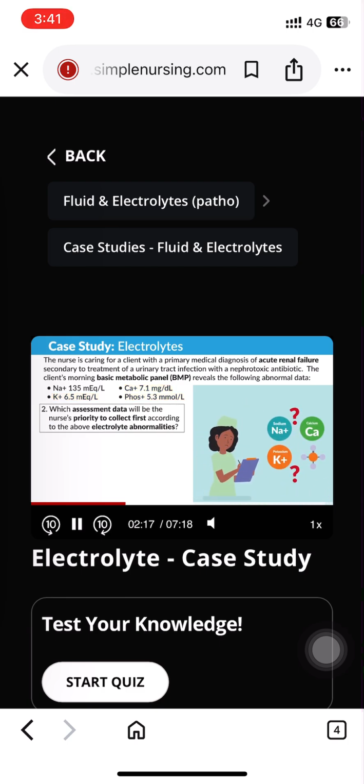Now moving on to question 2. Which assessment data will be the nurse's priority to collect first according to the above electrolyte abnormalities? So once again, pause the screen and try your best to answer the question in about 60 seconds or less.